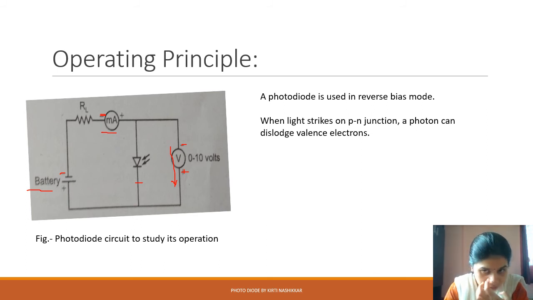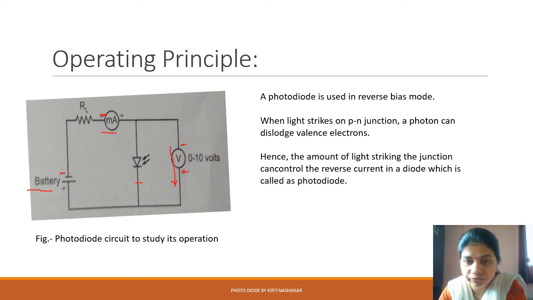Okay, so when light strikes the p-n junction, a photon can dislodge a valence electron, as we have seen in the operation, when the photon is incident on the covalent bonds of electrons. Because of that, the covalent bonds break, and now the electron becomes free. So the amount of light striking the junction can control the reverse current. As we are operating the photodiode in reverse biasing, the current flowing through it is the reverse current, which depends on the amount of light incident on it, and that's why this diode is called a photodiode. Photo means light.